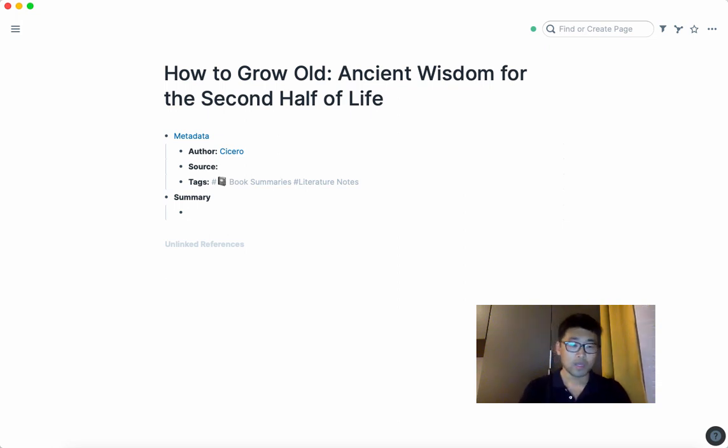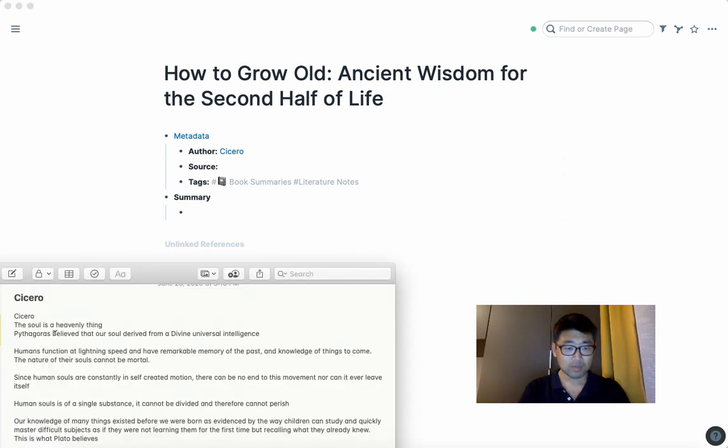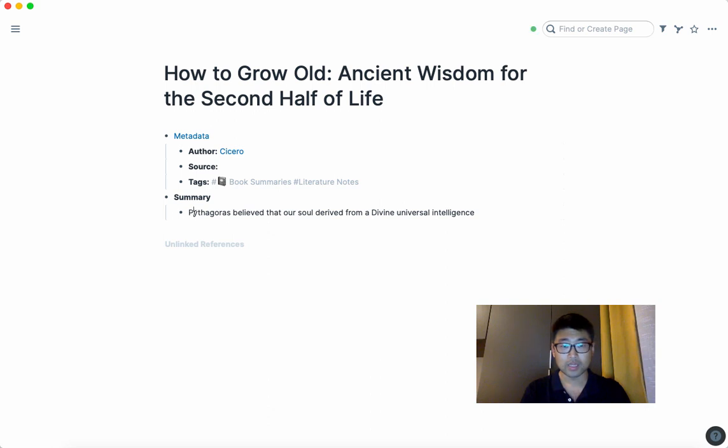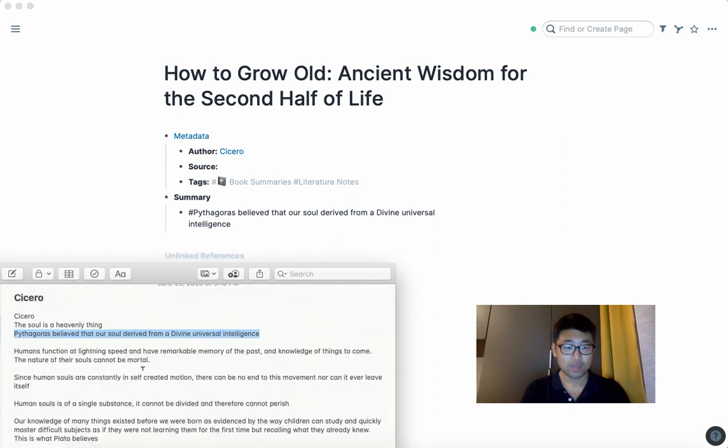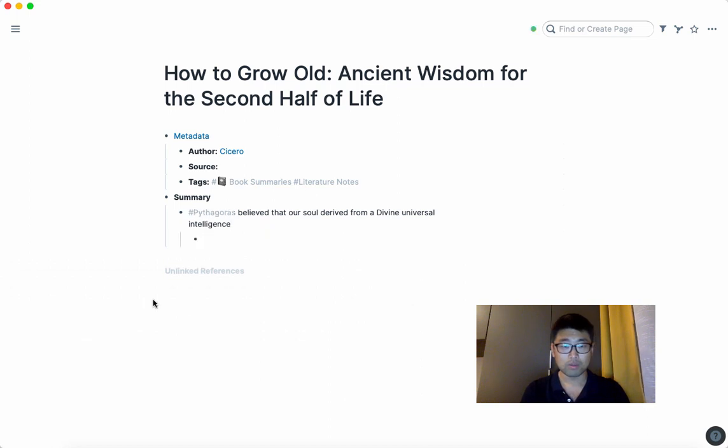So in this, what we see here, the soul is a heavenly thing. Pythagoras believed that our souls derive from our human function. Okay, so maybe I'm not going to take all of these things. So maybe I'll take it at the top, which is that, and this is something that Cicero believed too, that Pythagoras believed that our souls derive from a divine universal intelligence. And then we can put that below here.